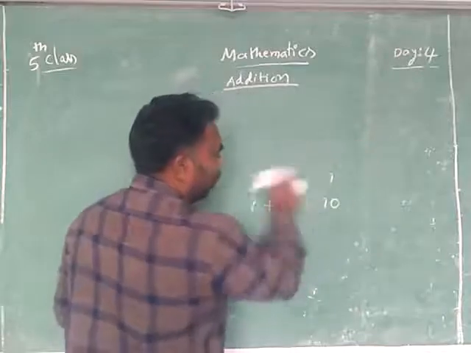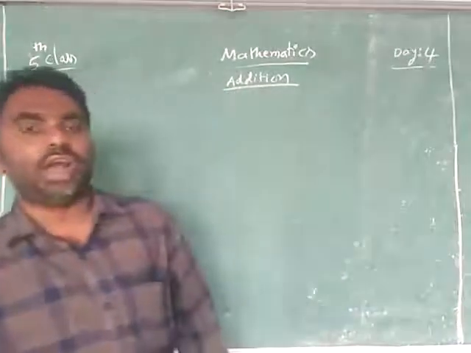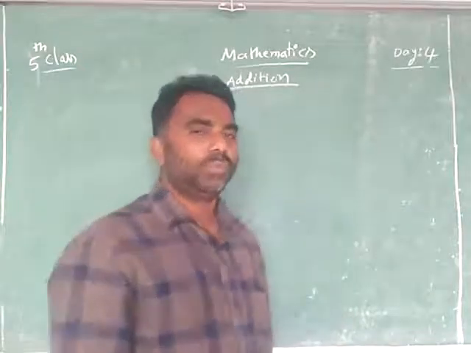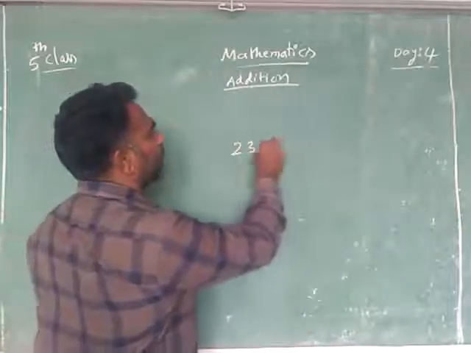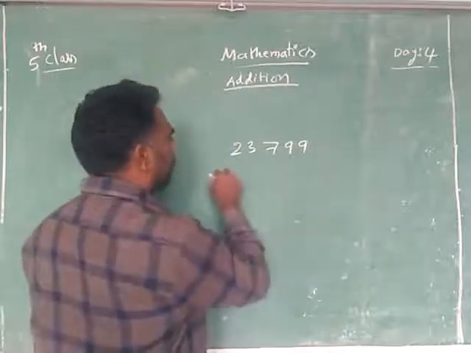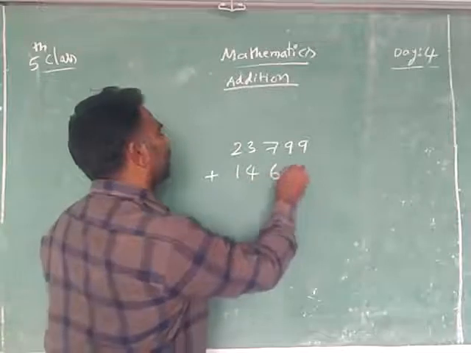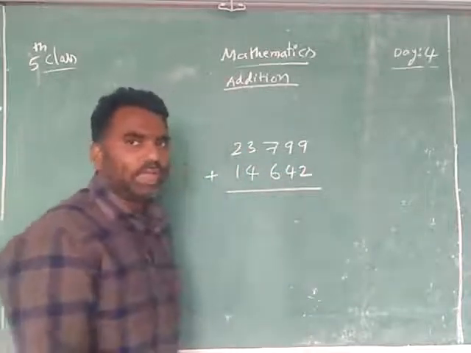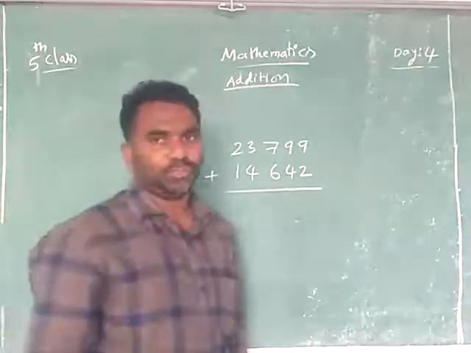We are in 5th class now. In 5th class, we are going to learn 5-digit numbers compulsory. 5-digit numbers we need to do. So how to add the 5-digit numbers? 23,799 plus 14,642. This is the addition I am going to do here. Okay, how do you do this addition?